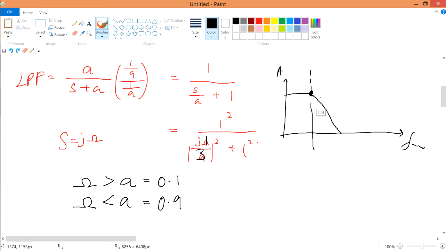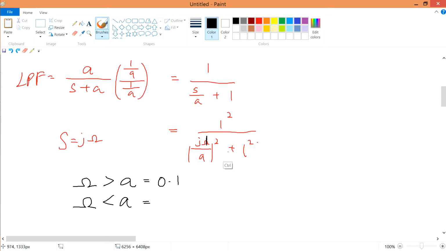There is a point where it goes down, and this particular point is what we are looking at right now. If omega is equal to A, it is the half power point. It's in your PDF. What I'm doing now is just writing it in my own words, because it's better.